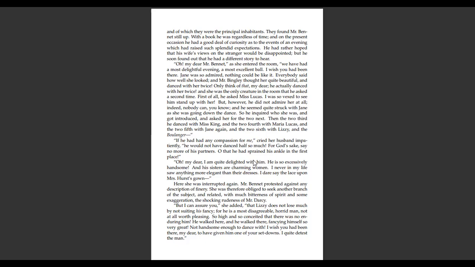First of all, he asked Miss Lucas. I was so vexed to see him stand up with her, but however, he did not admire her at all. Indeed, nobody can, and he seemed quite struck with Jane as she was going down the dance. So he inquired who she was and got introduced and asked her for the two next. Then the two third, he danced with Miss King, and the two fourth with Maria Lucas, and the two fifth with Jane again, and the two sixth with Lizzie, and the Boulanger."